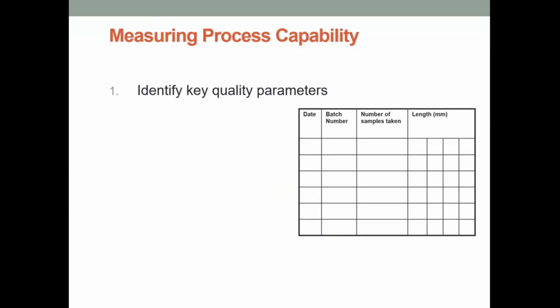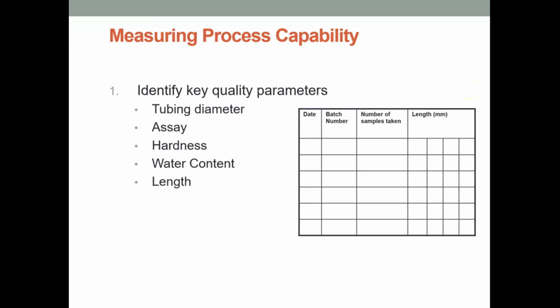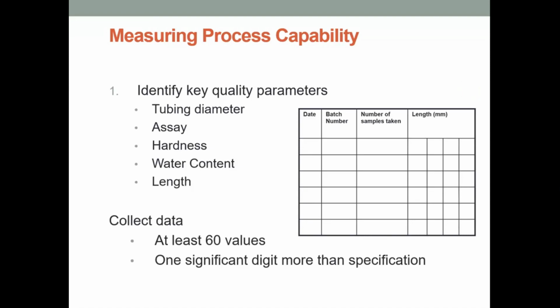When you're measuring your process capability, the first thing you need to do is identify what your key quality parameters are. They might be things like your tubing diameter, your assay results, the hardness of your tablet, the water content of your process, or your length of drying.